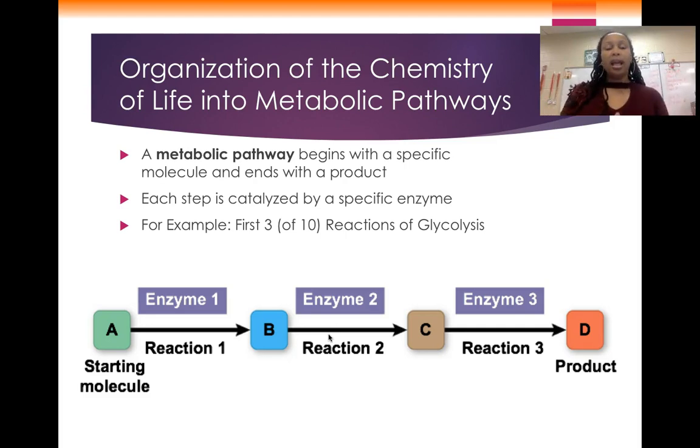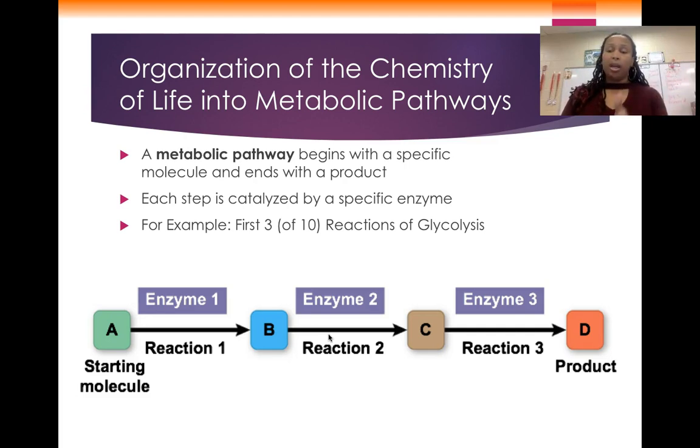So let's look at the organization of a metabolic pathway. Whenever you have a metabolic pathway, you're going to begin with a specific starting molecule, and your task is to get to your product. But that doesn't happen in one step. Typically, you're going to have a multi-step process like you saw in that open system. As an example, I'm going to use the first 3 steps of glycolysis. Glycolysis is a catabolic process that's a part of cellular respiration in our cells.